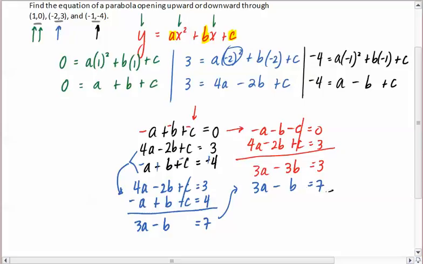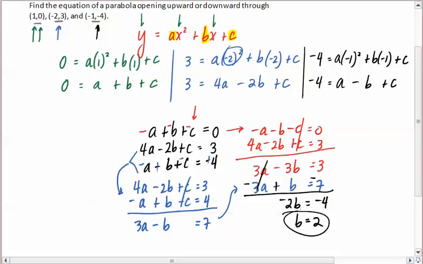Okay, I'm going to multiply through by negative on this one. That gets rid of my a, and I'm left with negative 2b is equal to negative 4. And b is equal to, divide by negative 2, divide by negative 2, is 2. So b is 2. So there's one of my answers.